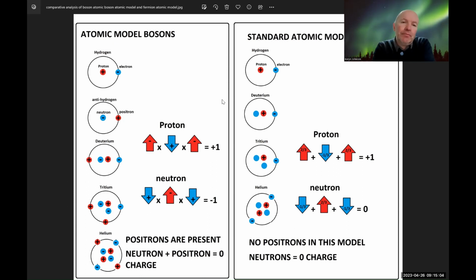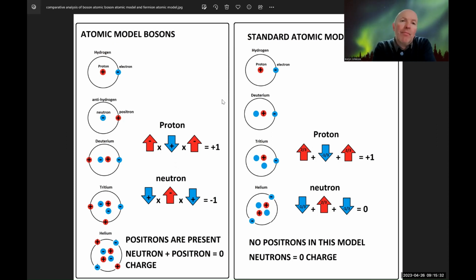Okay. In the new atomic model based on boson statistics, the new quark charge calculations are as follows. An up quark has a charge of -1, and a down quark has a charge of +1. And we multiply them together, so the two up quarks and one down quark in a proton have an overall charge of +1. And in the neutron, two down quarks, which are +1, multiplied together with the up quark of -1, we get an overall charge of -1.